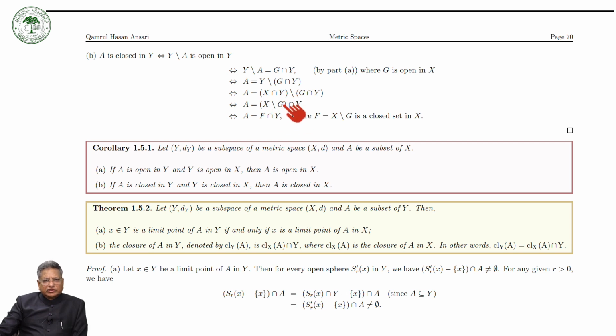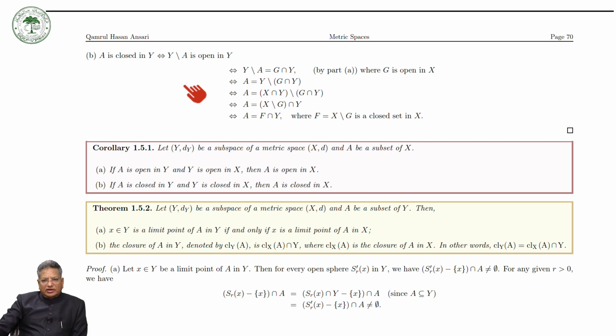And now what is this? G is open in X, so the complement of G in X is a closed set. So let us call this F, so it is F intersection Y, where F is closed in X. So A is equal to F intersection Y, where F is a closed set in X. So this way we can get the closed set or open set in Y with the help of the open set in X, in the whole space.